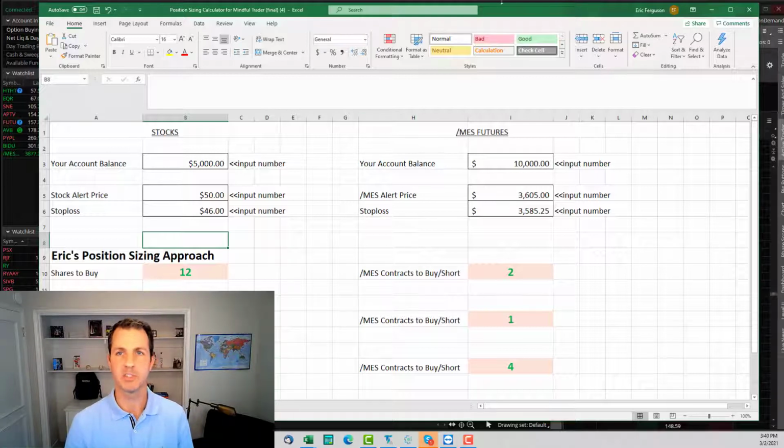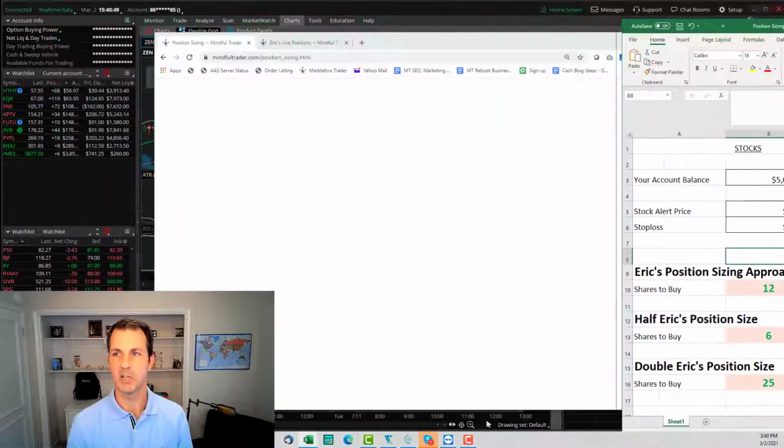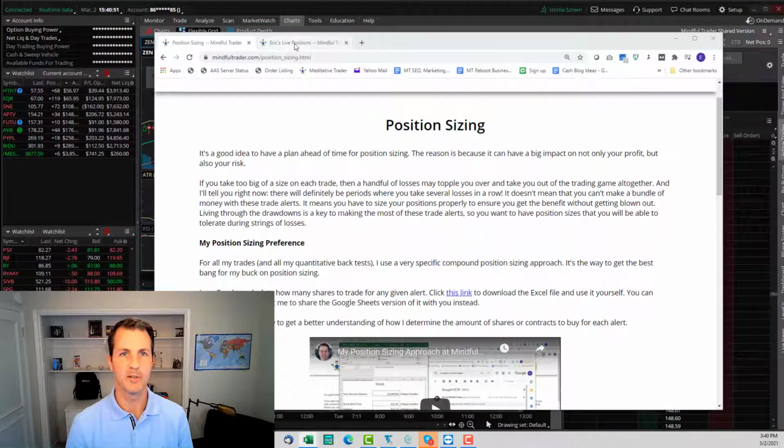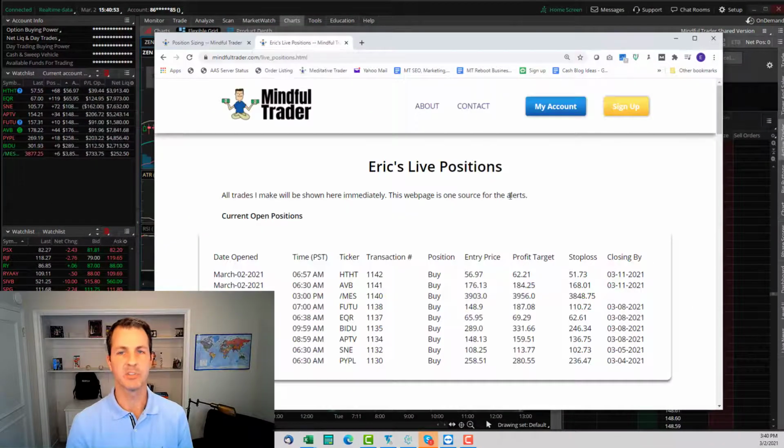So let's go to a specific example now. I'm going to move this off the screen to show this. This is the live positions page. This is where I post my stock picks and my futures picks. And you can see here, as of the time of this filming, I have a number of positions that are open still.